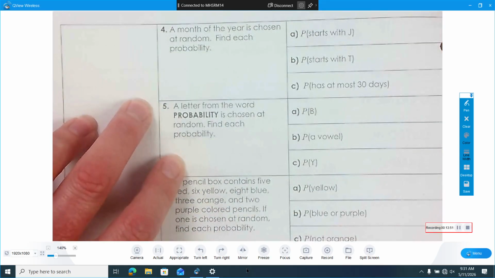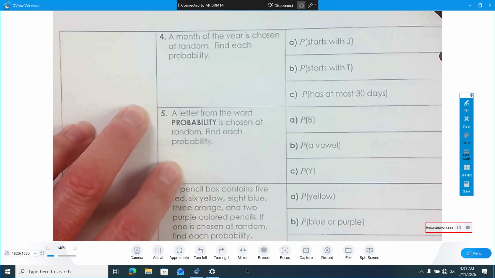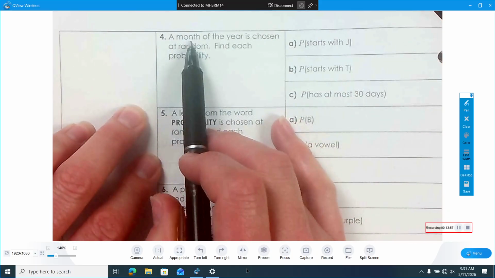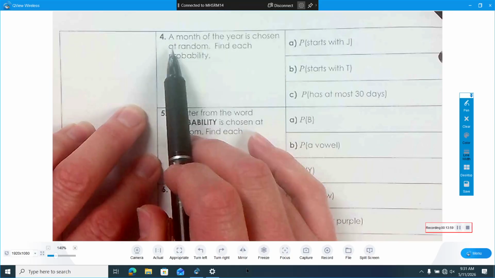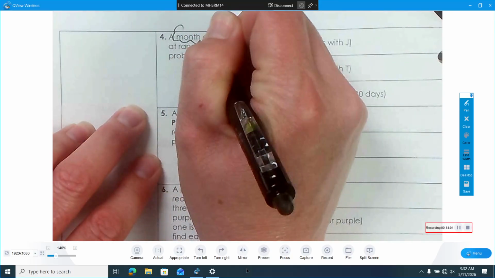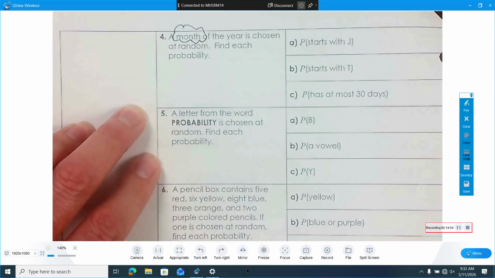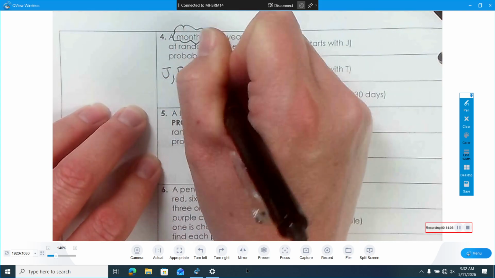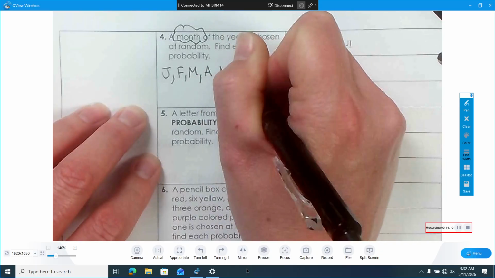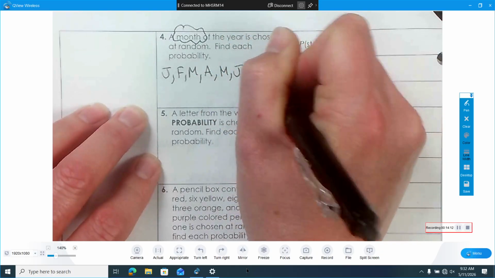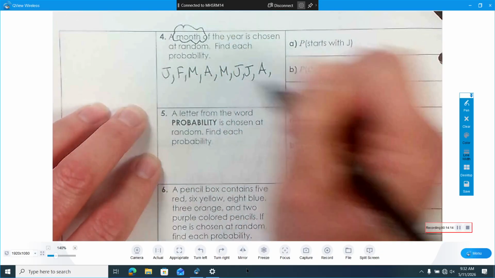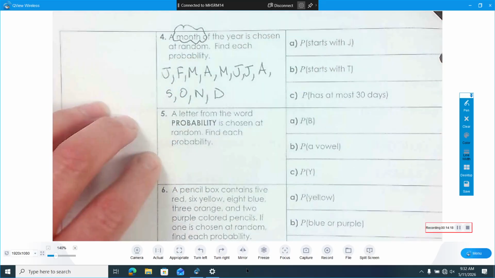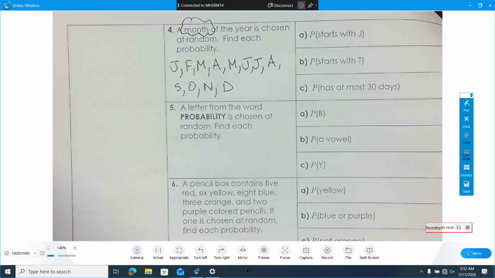All right, number 4. A month of the year is chosen at random. Ladies and gentlemen, what are all the months of the year? January, February, March, April, May, June, July, and August. September, October, November, and December. Those are the months in the year.